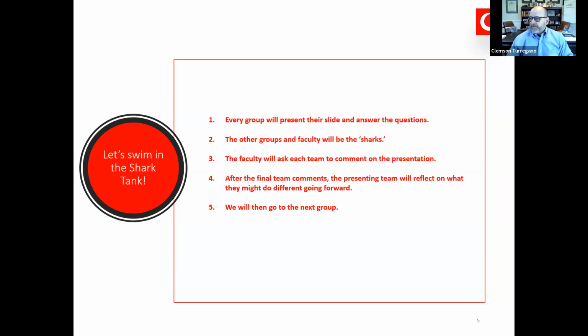And so everybody will present their slide and answer those questions. The other groups, they'll be the sharks, and they'll be the ones who will be asking you questions to help you clarify your project. I'm going to ask each team to present and moderate, and then we're probably going to cut the questions off, and then we want to get feedback from the presenting team about what they learned and what they might take forward as we go into the next step, which will be ideation. And we're going to talk about that when we come back on the 16th and 18th of March. Then we'll go to the next group.